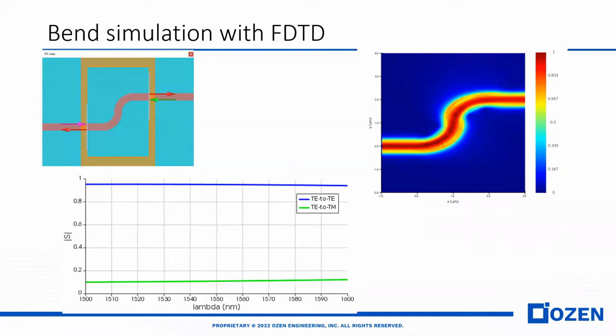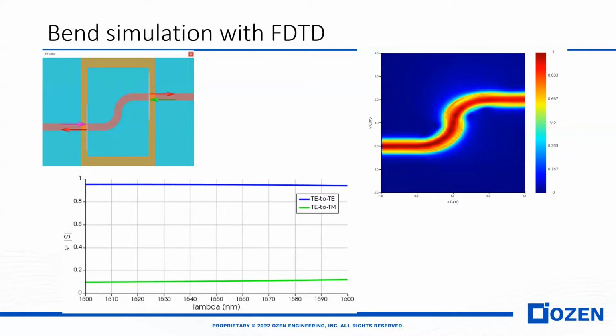Next, we will do the simulation with Lumerical FDTD for the S-band waveguide. As you can see here, this is a simple S-band waveguide. This is our FDTD simulation region. This is one of the results, as you can see here, showing how the light propagates through the S-band.